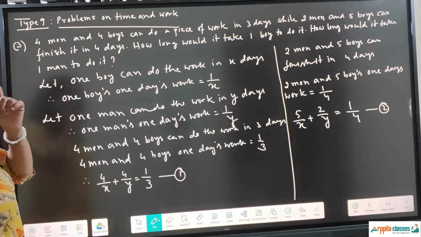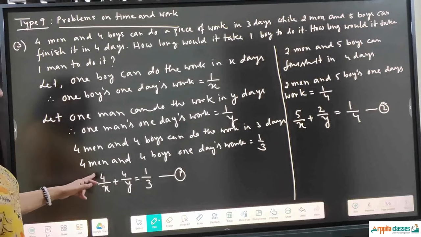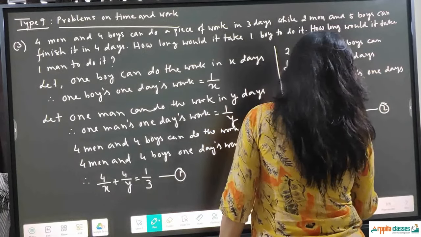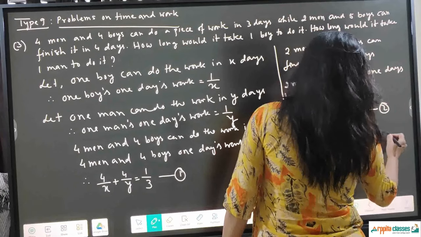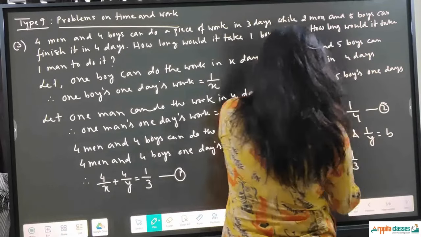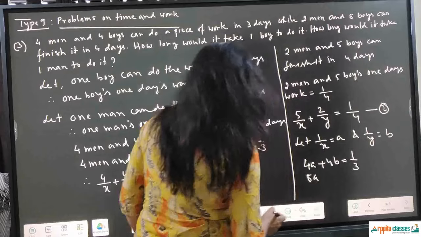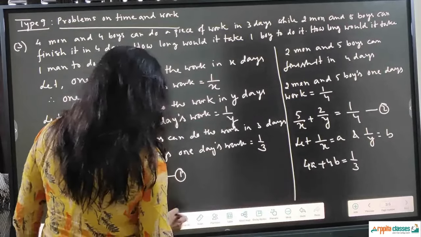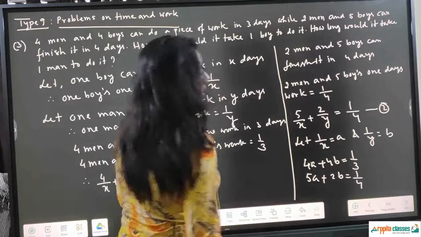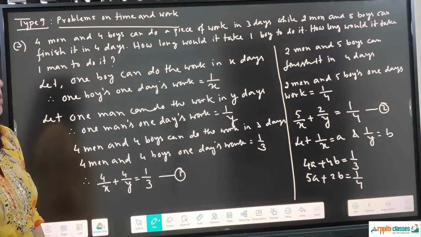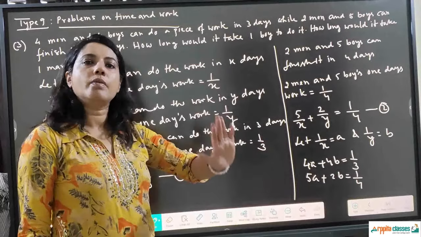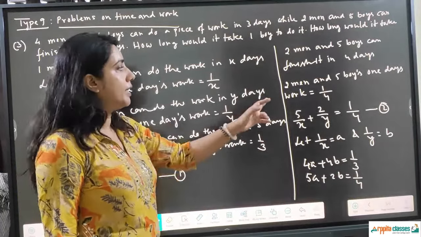Okay. So what we can do now here is, we will just take 1 upon x is equal to a and 1 upon y is equal to b. So this equation becomes 4a plus 4b is equal to 1 by 3, and the second equation becomes 5a plus 2b is equal to 1 upon 4. Now we can just multiply the second equation by 2 so that the b part will be equal. It gets cancelled and then we can find out a and b, and then finally we have to again substitute a and b to get the answer of x and y.